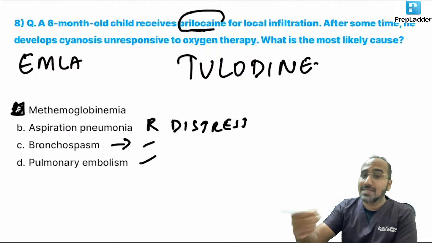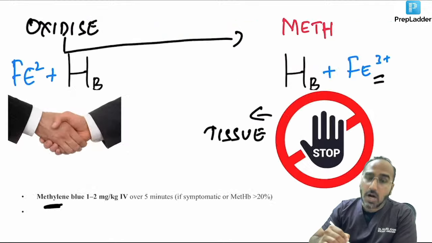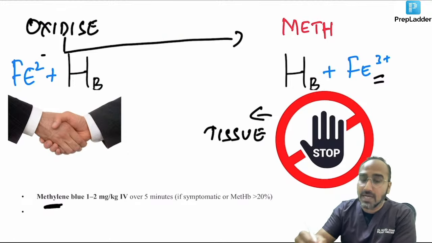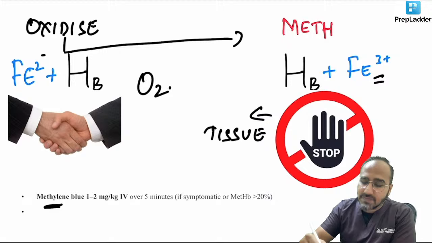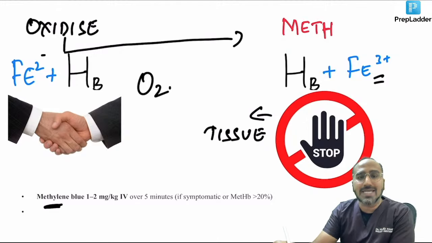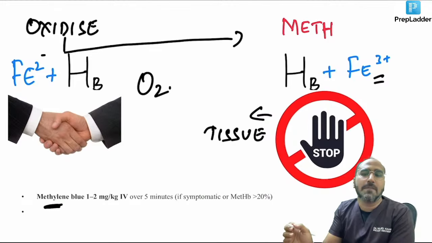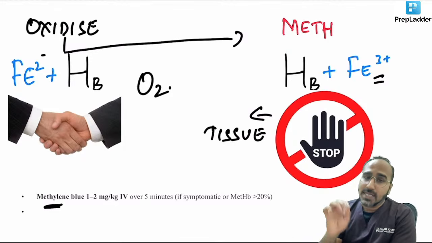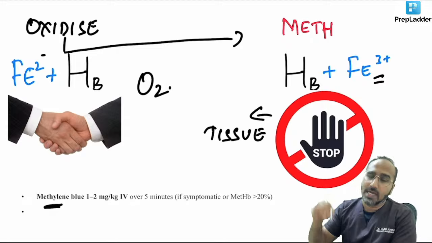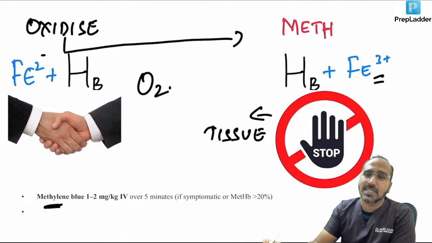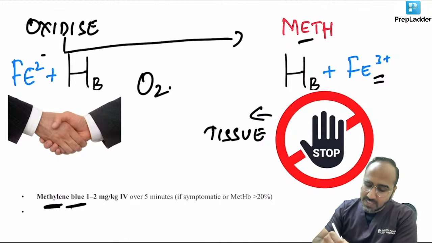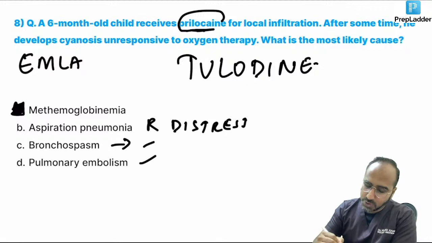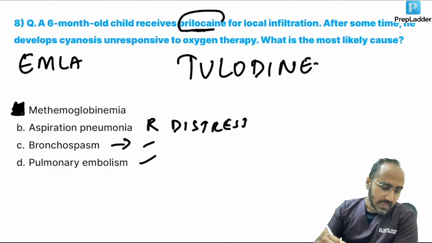And what does this compound do? This compound oxidizes the ferrous form of hemoglobin. The ferrous form is a very good form of hemoglobin that carries oxygen. It oxidizes the ferrous form to the ferric form that does not carry any oxygen, and tissues become deprived of oxygen. That's why, due to this reason, it is avoided. If the patient develops this condition, it is called methemoglobinemia. If the patient develops methemoglobinemia, the treatment of choice is what, guys? IV methylene blue. IV methylene blue should be given. Okay. Next.